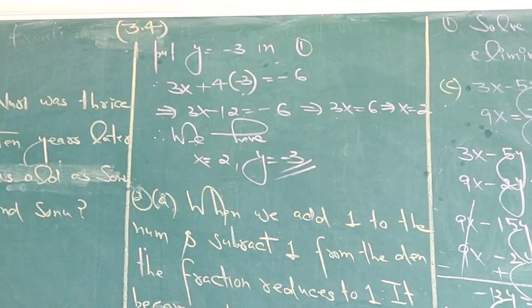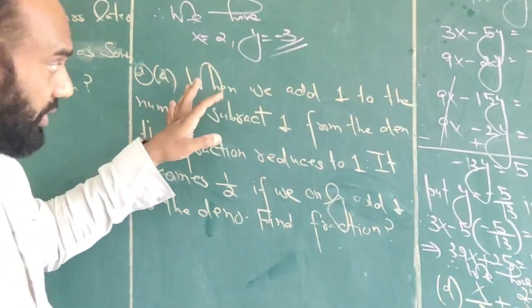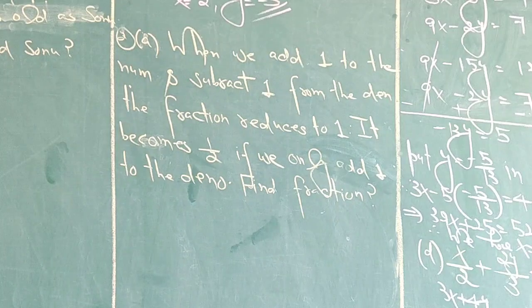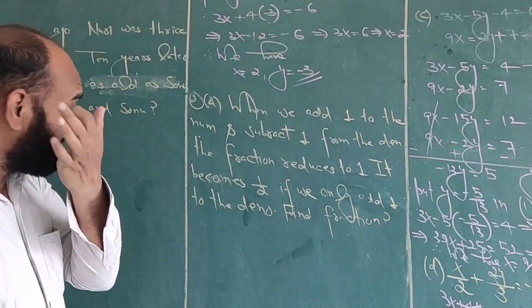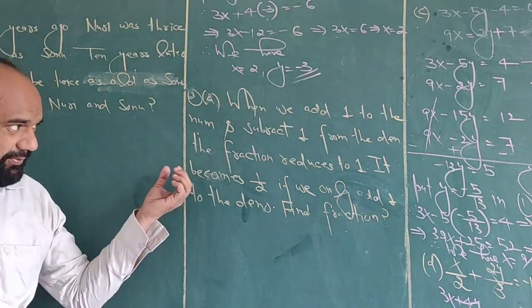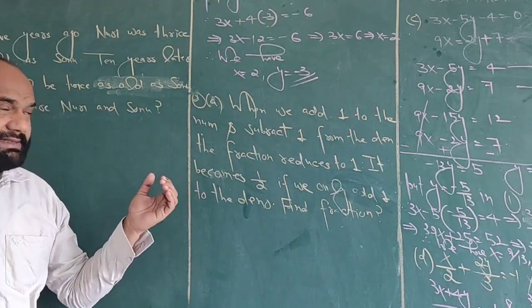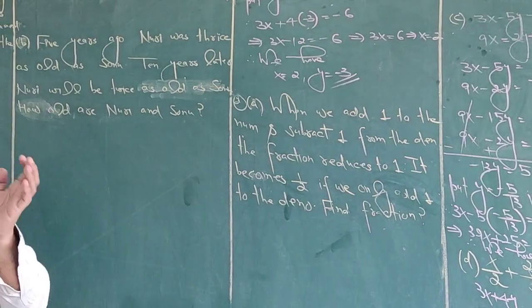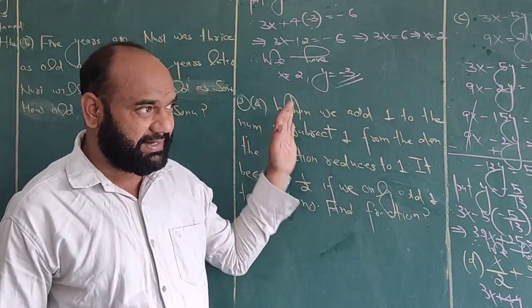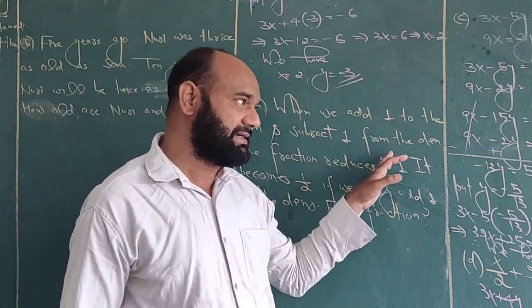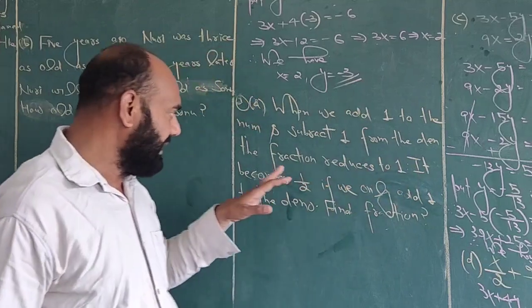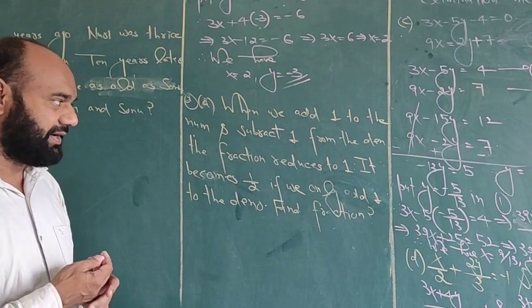Now its second question is: solve the following linear problem by using elimination method. We add 1 to the numerator and subtract 1 from the denominator, the fraction reduces to 1. This means when we add 1 to the numerator of any fraction and subtract 1 from the denominator of the fraction, it changes to 1. And the second condition is it becomes 1 by 2.